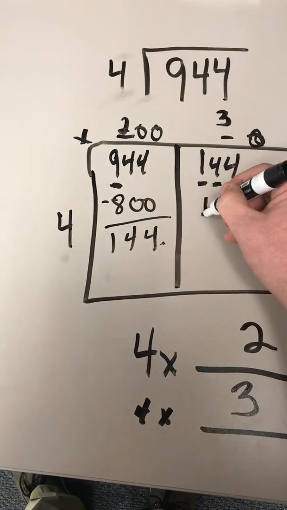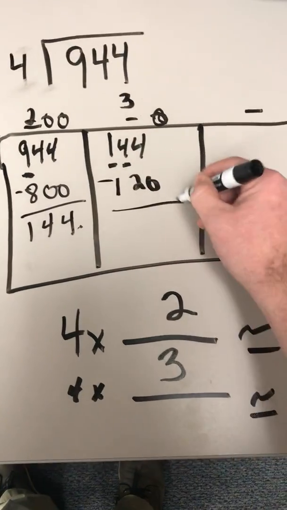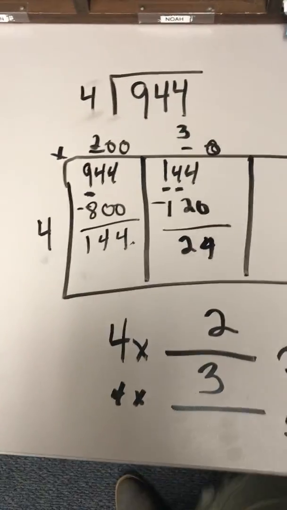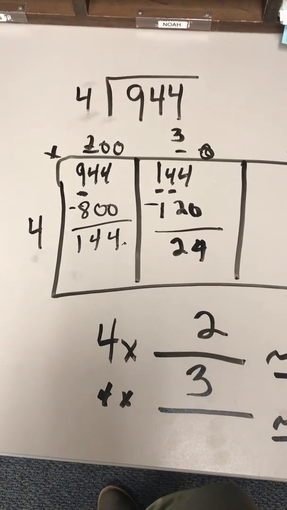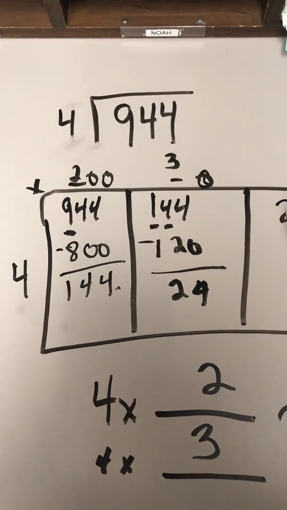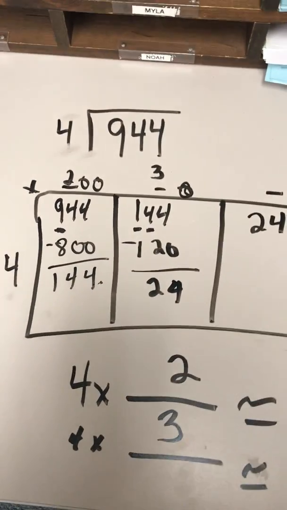Being the tens place, we're going to add the 0 and subtract for step 3. 140 minus 120 leaves 24. We're now going to check again. Is 24 less than our divisor? It is not, so we're going to have to bring over. Do it all again.